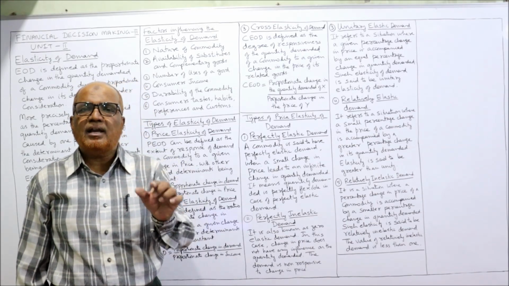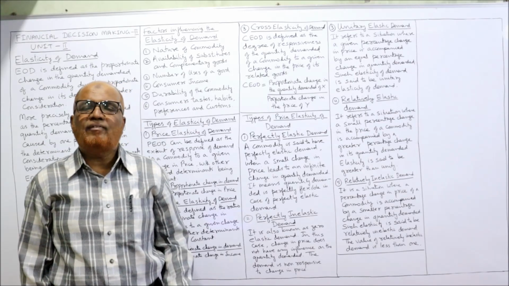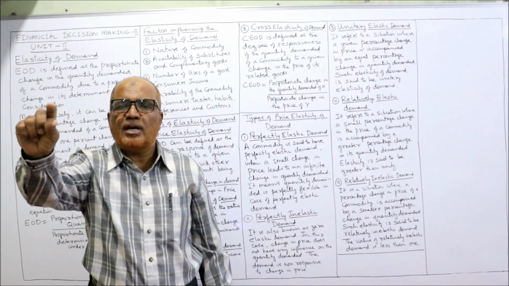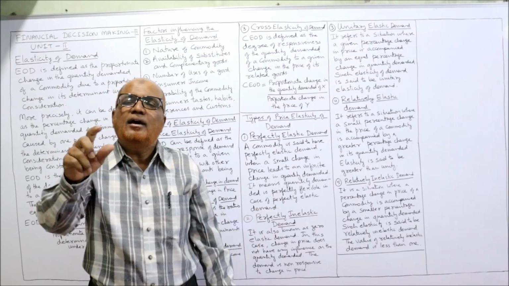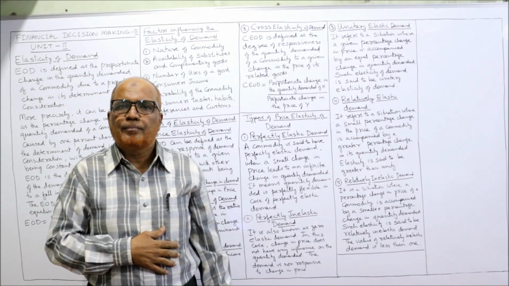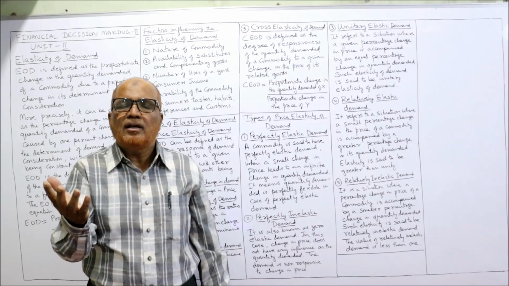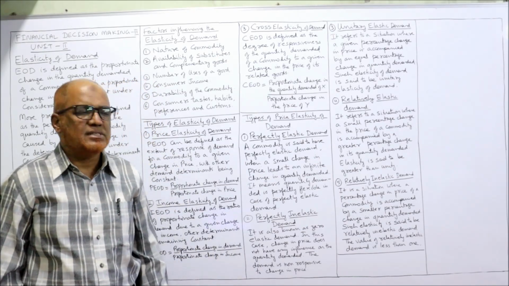In case of perfectly inelastic demand, the value will be 0. Because in the numerator, the proportionate change in demand, there is no change. 0 change. Denominator, any change in price. So 0 divided by any number, you will get 0. That's why for perfectly inelastic demand, the numerical value will be 0.